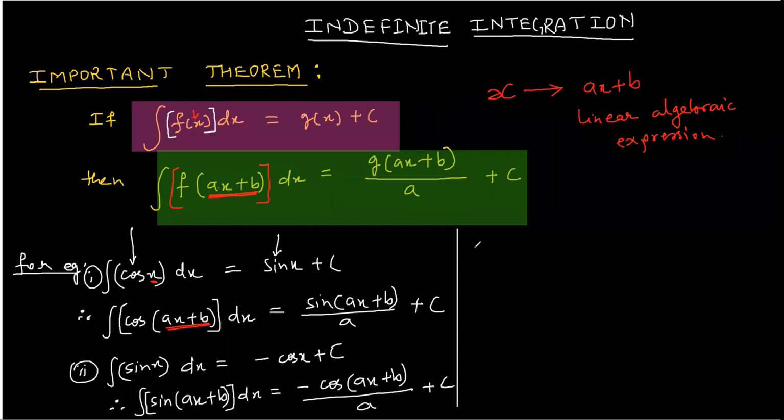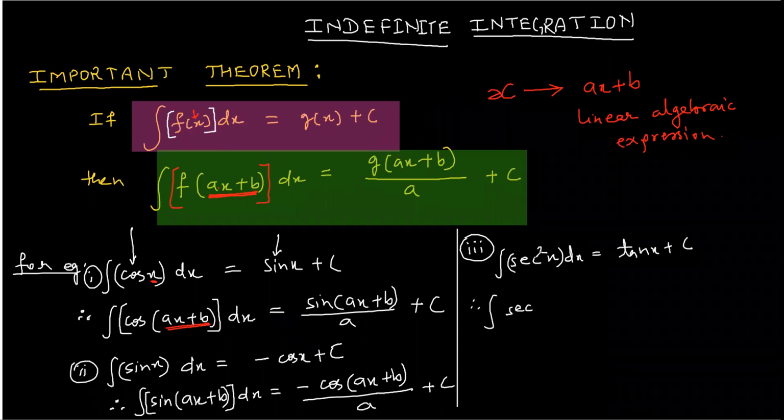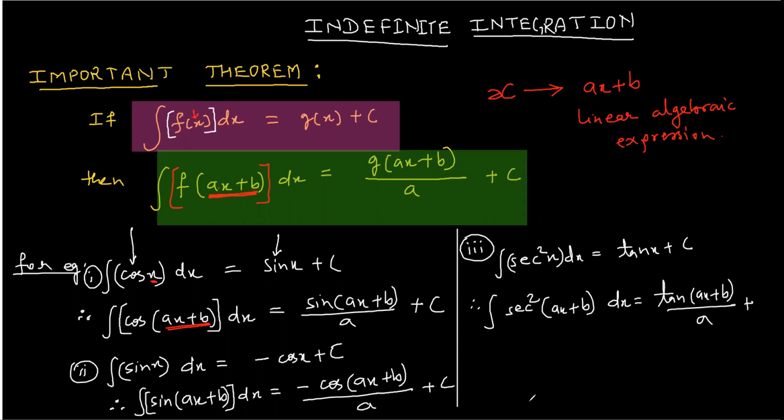So the third one is integral sec square x dx is equal to tan of x plus c. So therefore, see, I'm not changing the function. It is sec square, here also sec square. I'm only changing the variable. Sec square x it is. I write here ax plus b. Sec square ax plus b dx will be tan of ax plus b the whole upon a plus c. This is the third one.